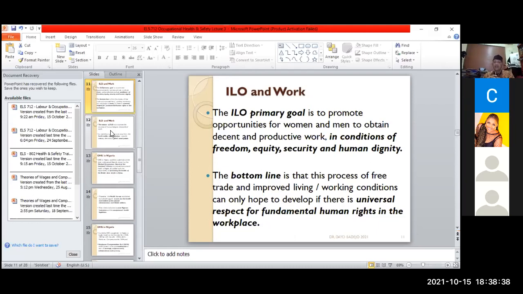The bottom line is that the process of free trade and improved living and working conditions can only hope to develop if there is universal respect for fundamental human rights in the workplace. We respect lives. All lives matter. It's only when we put this at the front burner that we'll be able to put the right things in the right place so that people can come to a facility and their lives will not be endangered. It's very important. Fundamental human rights in the workplace. Dignity of labor. There is dignity in labor. Let's take note of that.